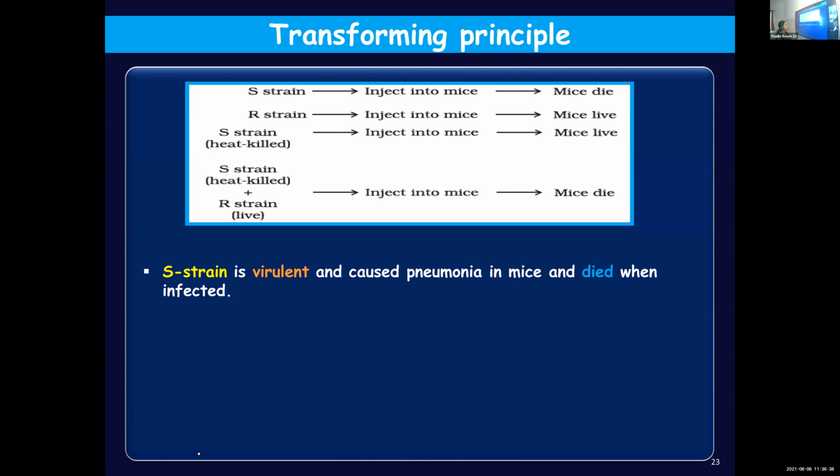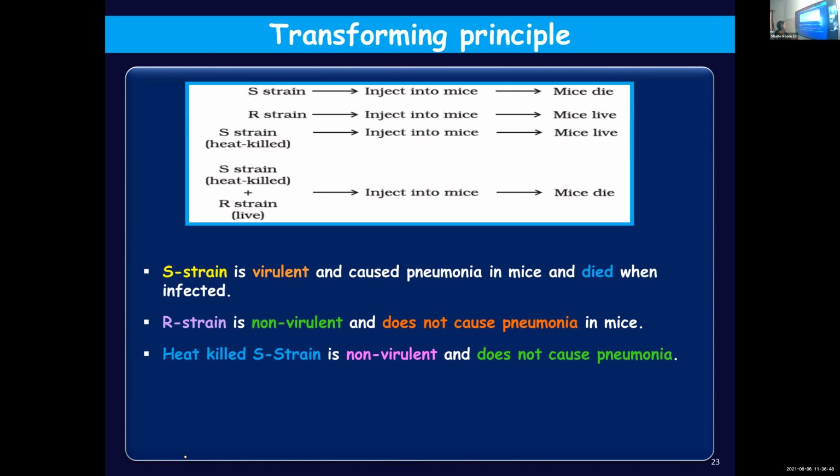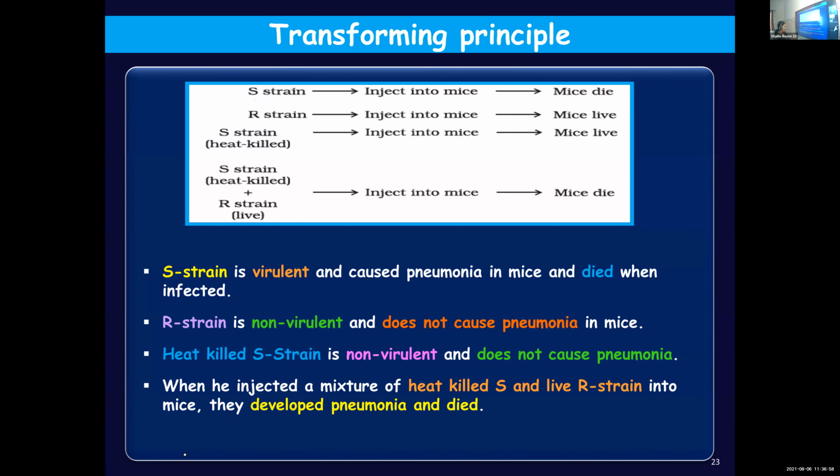S-strain is virulent and can cause pneumonia, and that is why the mice died when it was injected into their body. And R-strain is non-virulent. It cannot cause pneumonia, and that's why they survived. Heat-killed S-strain, just like R-strain, is also non-virulent and cannot cause pneumonia. But when he injected a mixture of both heat-killed S and living R-strain, the mice developed pneumonia and died. And he could even obtain living S-strain bacteria from the dead mice.